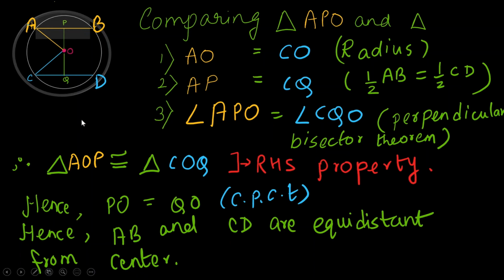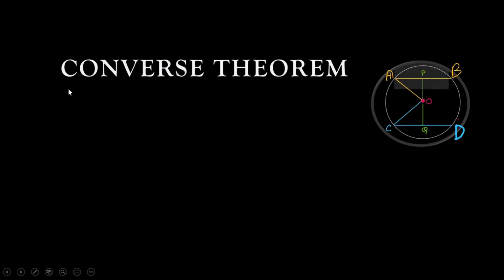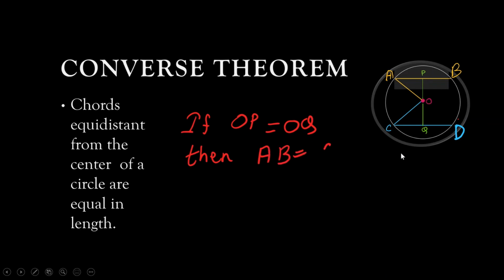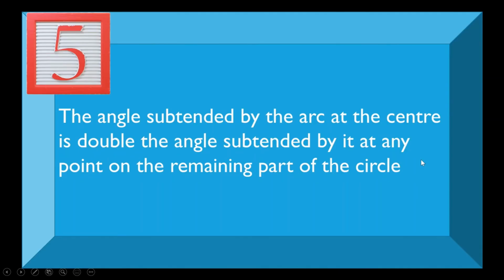It is only the RHS. Through RHS we can see that if the chords are equal, then the chords are equidistant from the center. That is, PO is equal to OQ. So the converse theorem will be that if the chords are equidistant, then the chords are equal in length. That is, if OP is equal to OQ, then we can write AB is equal to CD. This is the fifth one.